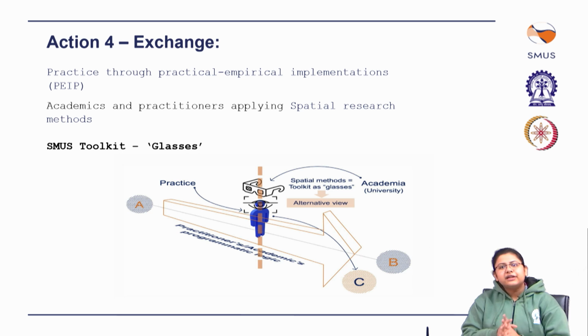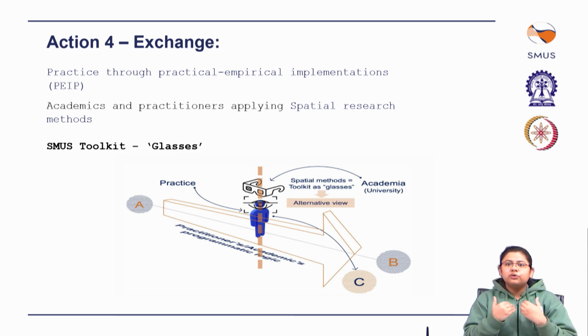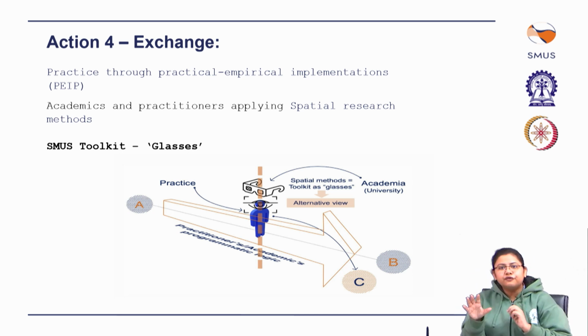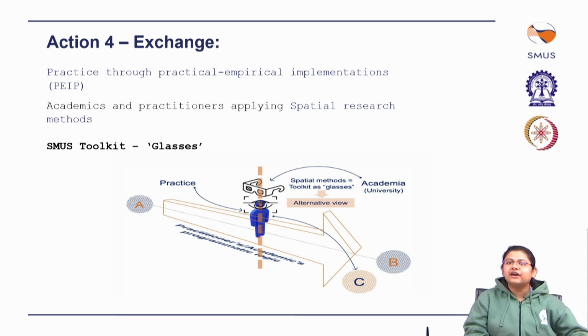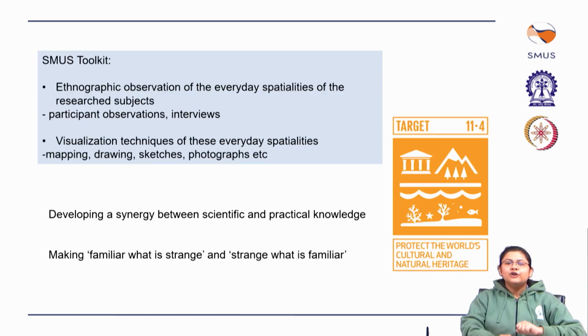So this particular image that you see here is of the SMUS glasses, where it is perceived that when the academic people teach the local stakeholders, the practitioners, to wear the glasses, or understand these methods, after wearing this glass they will have a very alternative view of the space that they have already been living in. And by using that alternative view, they can actually also teach the researchers back how their knowledge can be improved and how it can be further used in safeguarding that place as well. So this is the SMUS toolkit, or actually the glass that we are talking about.